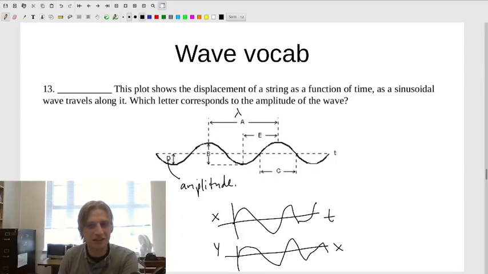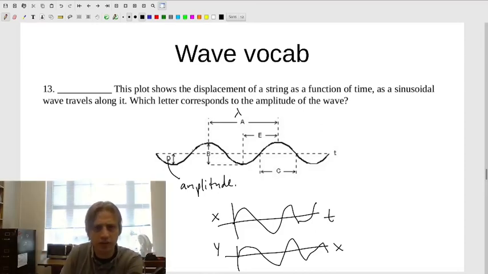And in a sense, you can think of your wave as comprised of an infinite number of simple harmonic oscillators at each point on the rope, for instance. Okay, so which letter corresponds to the amplitude? Well, in this case, it would be D.